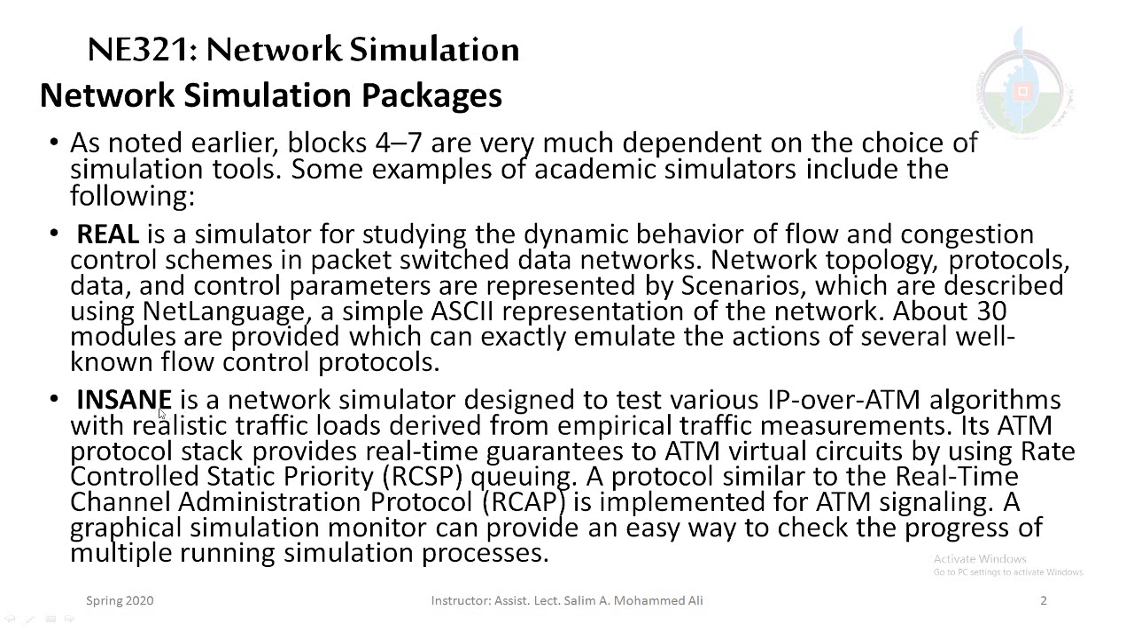The second simulator is called Insane. It's a network simulator designed to test various IP over ATM algorithms, where ATM is asynchronous transfer mode networks. We don't usually see this in the labs or everywhere. It's sometimes used between towers or between two big communication servers, etc. With realistic traffic loads derived from empirical traffic measurements.